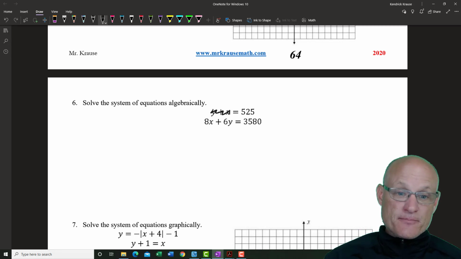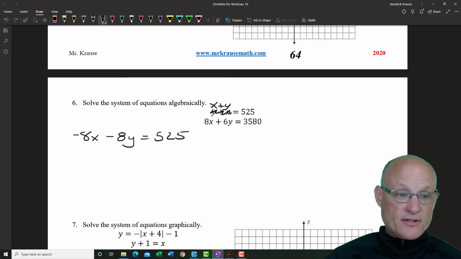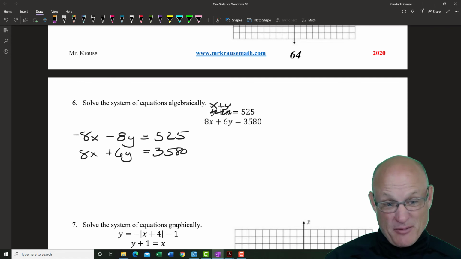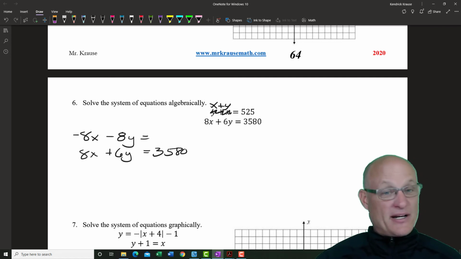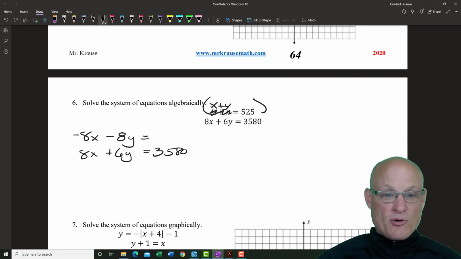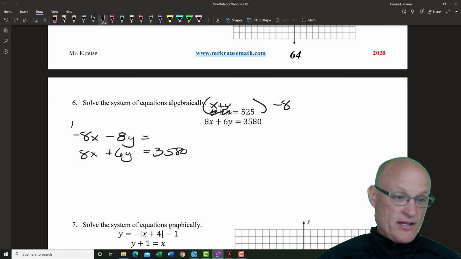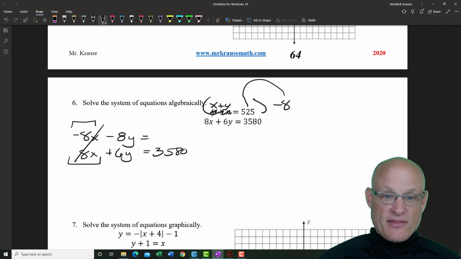This should really be x plus y. So then we'll multiply by -8, that first equation. So -8x minus 8y equals 525. And 8x plus 6y equals 3580. And again, now I just made a mistake that I didn't mean to make. The first one I meant to make, but this one I didn't. Remember, we're going to take this whole equation and we're multiplying it by -8, right? Just so we get this stuff over here to happen. So these cancel. But I forgot to multiply this times -8.